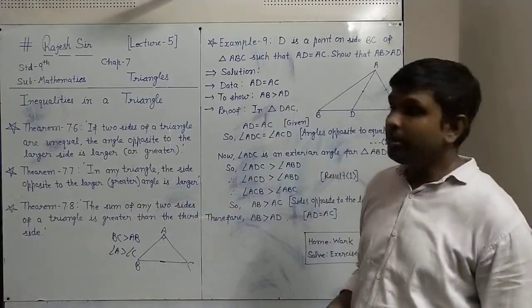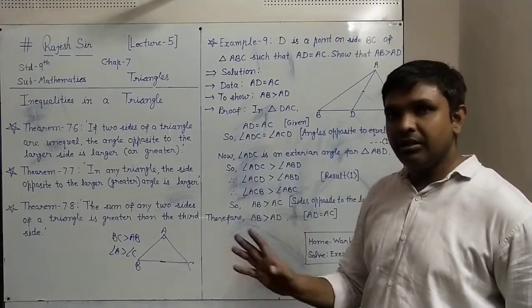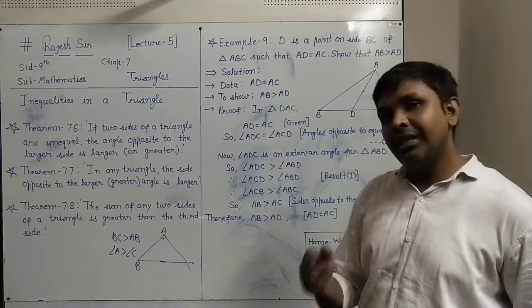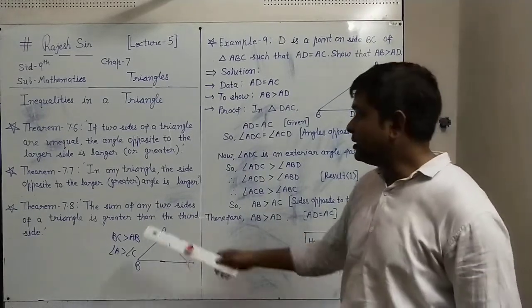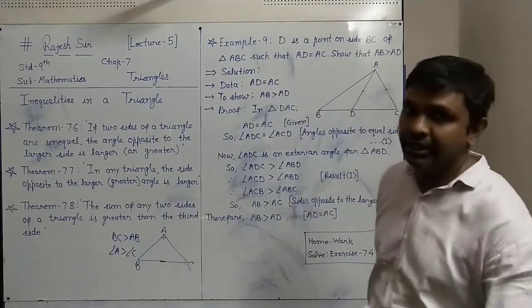In short, what you have to remember: theorem 7.6, the angle opposite to the larger side is larger. In 7.7, the side opposite to the larger angle will be larger. And in 7.8, the sum of any two sides is always greater than the third side in a triangle.